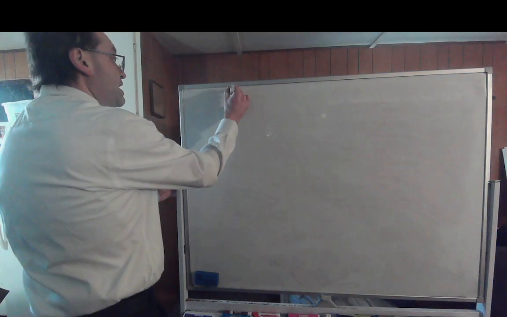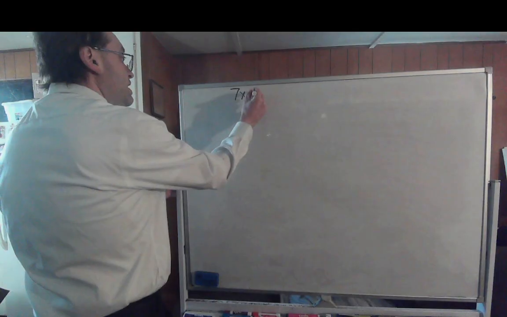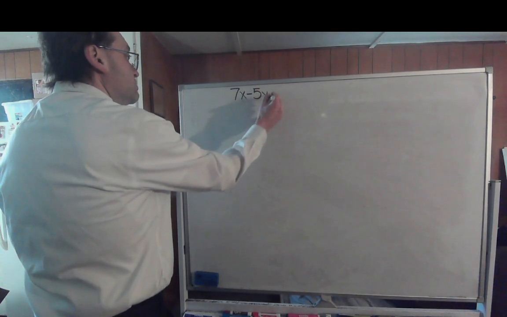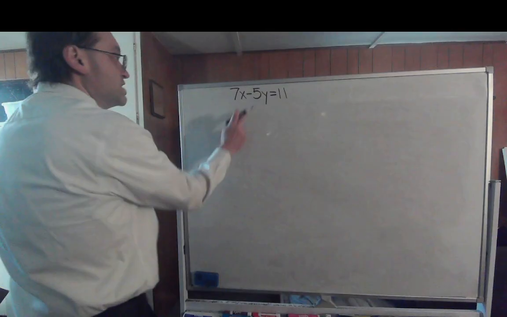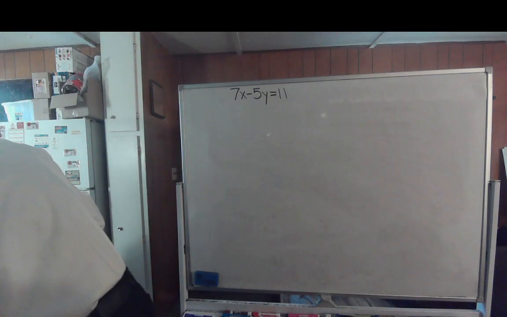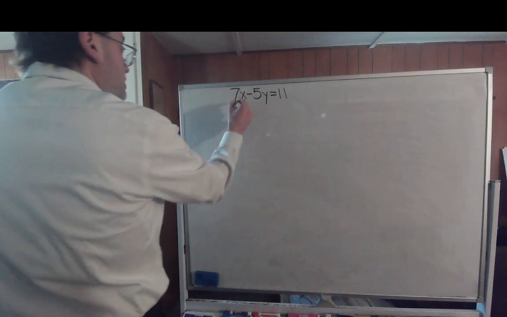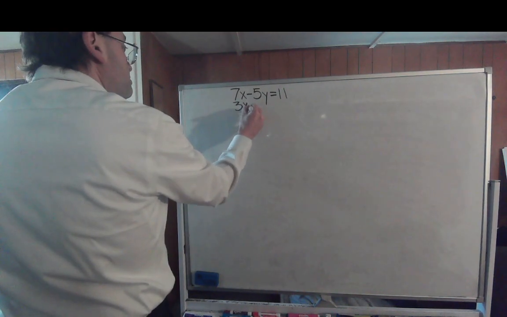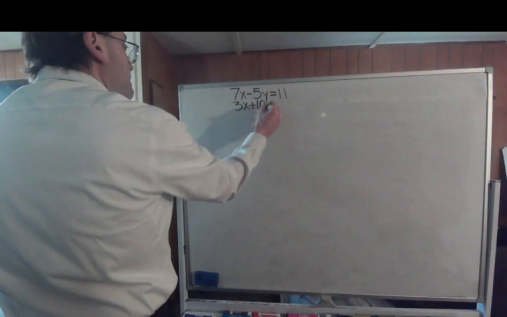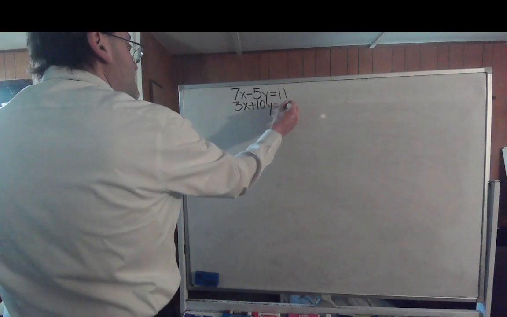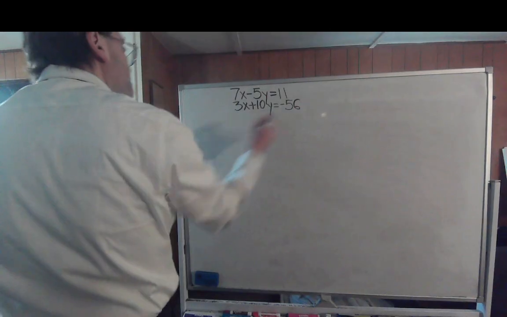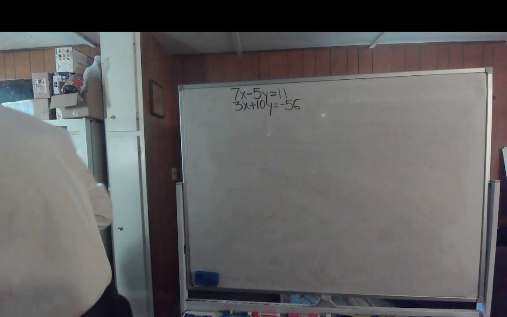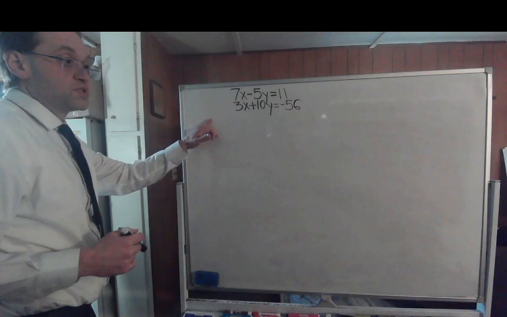Okay, what's next? The next system, I have 7x minus 5y is equal to 11. So 7x minus 5y equals 11. And wow, 3x plus 10y equals negative 56. So that's a big jump in numbers.